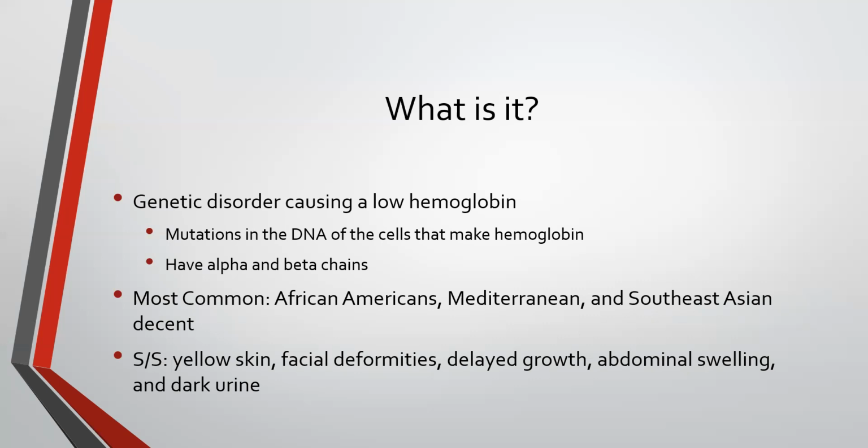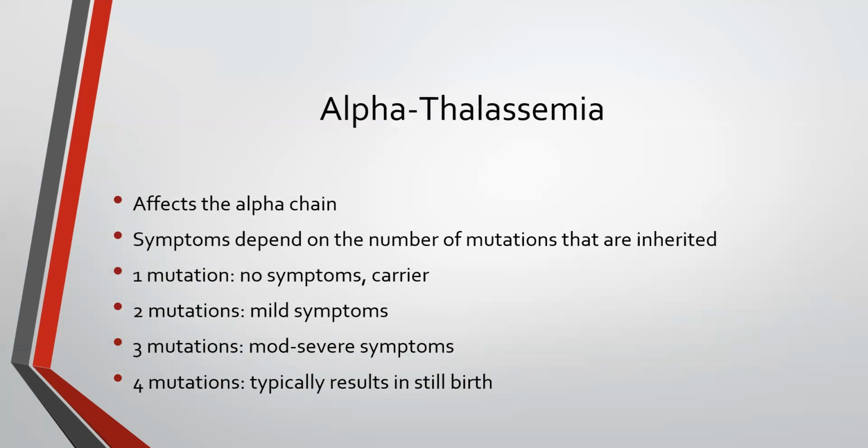And then, of course, we have dark urine because the body is trying to get rid of that excess bilirubin as well as iron. And so that's the yellowing of the skin and the dark urine. And so we have Alpha-Thalassemia and we have Beta-Thalassemia.